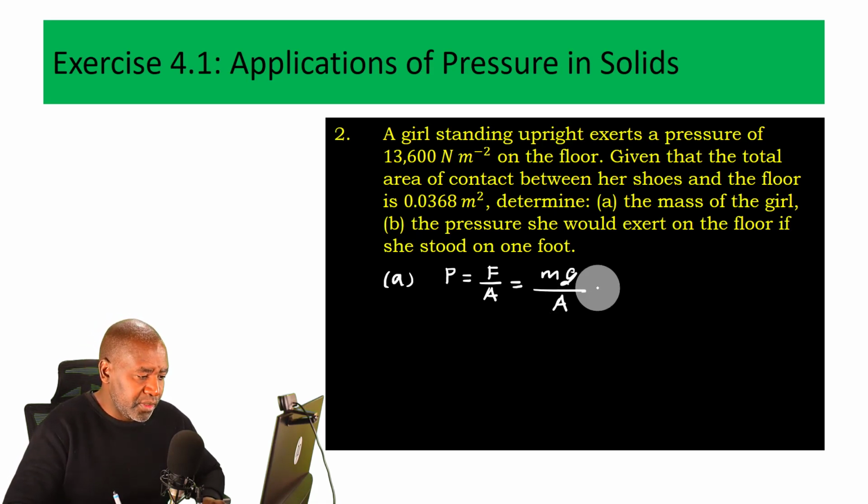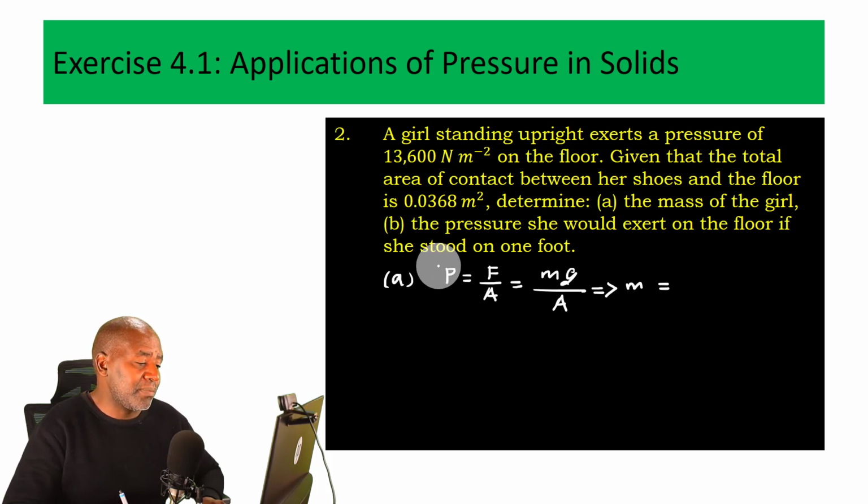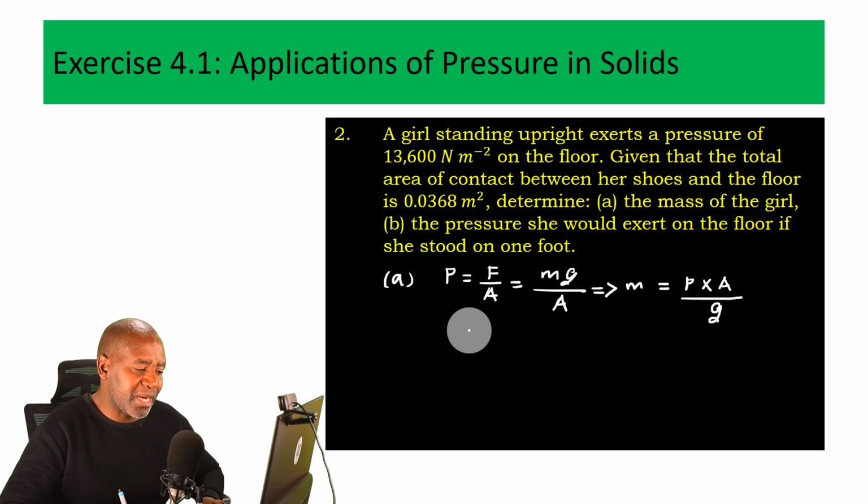Of course, divide by the area. So over here, I want to make mass the subject so that I can calculate it directly. When I say pressure is equal to mg over A, it stems from here. I want to make mass the subject, so I can multiply both sides by area. Pressure times area will give me the force, which is mg. Then I divide that mg by g itself, and it will give me the mass. So this one is as simple as this.